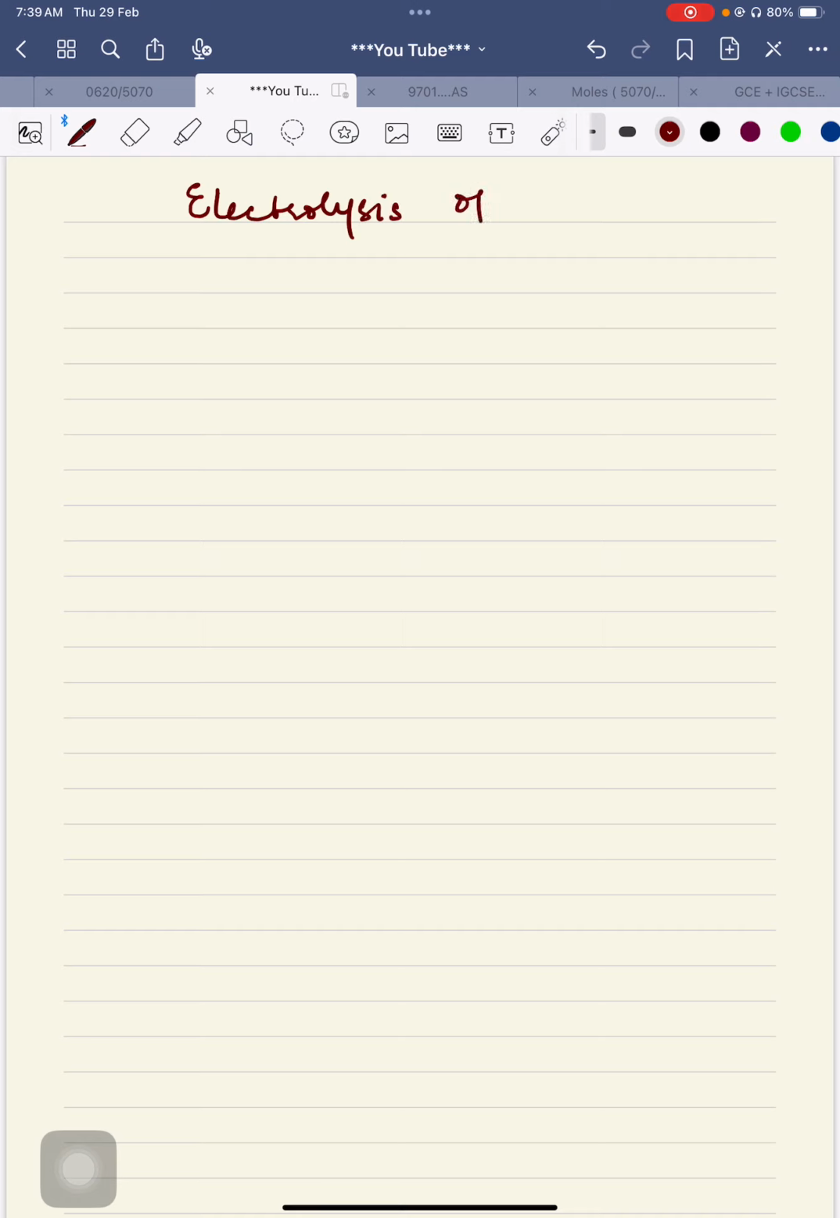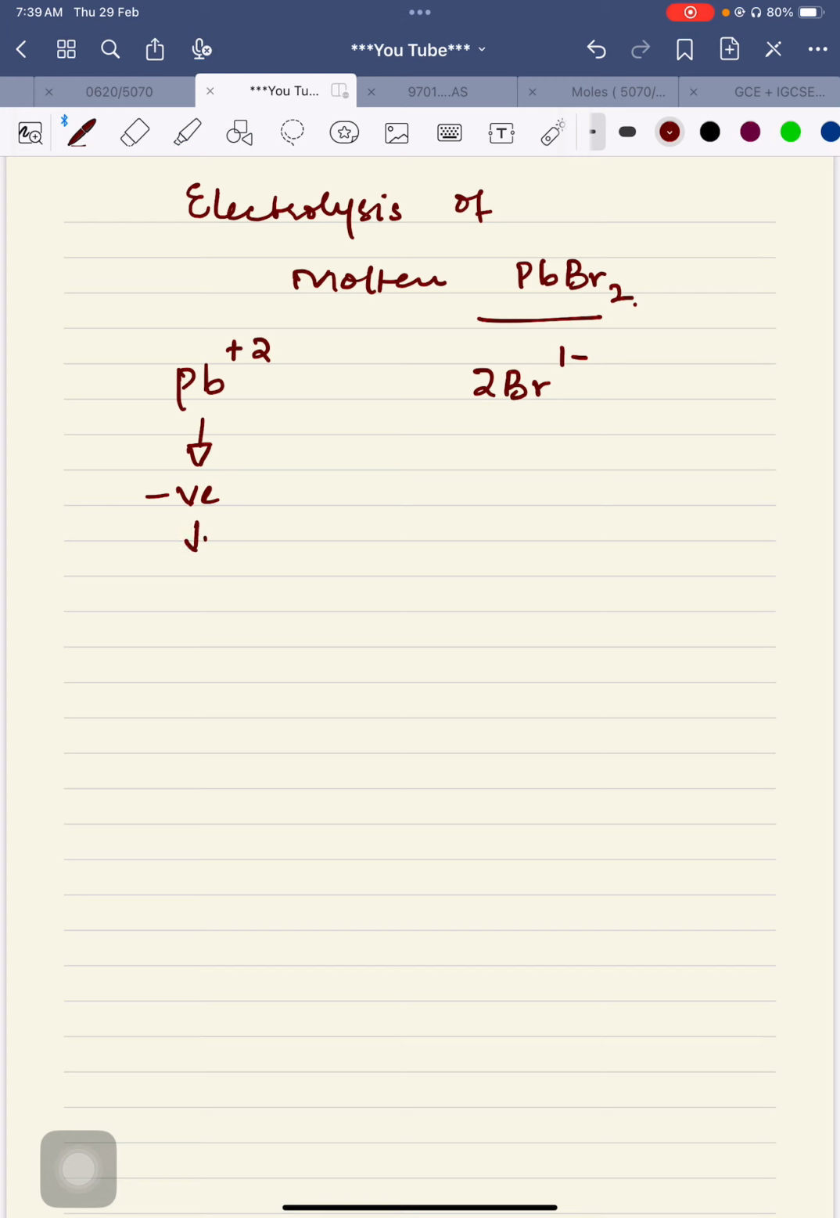Okay, electrolysis of molten lead bromide, PbBr2. Now the point is this, what are the ions here? First of all, it is Pb2+ and 2Br1-. There will be no water as it is in the molten state, so Pb2+, being positively charged, will move towards a negatively charged electrode. And what is the name of the negatively charged electrode? It is called cathode.